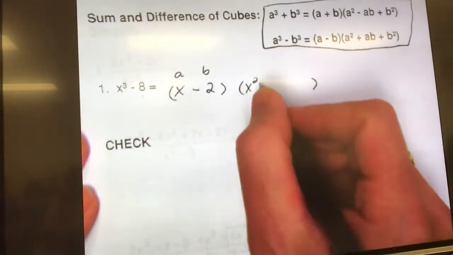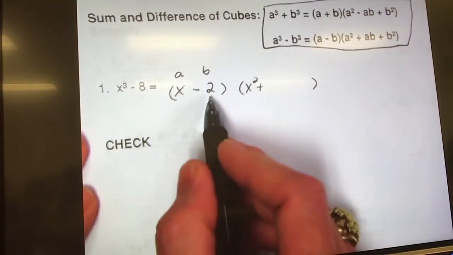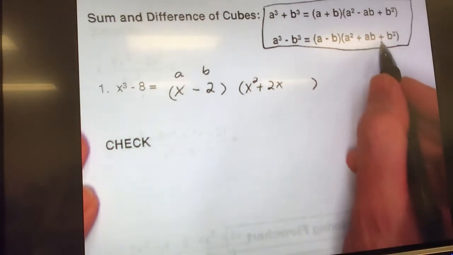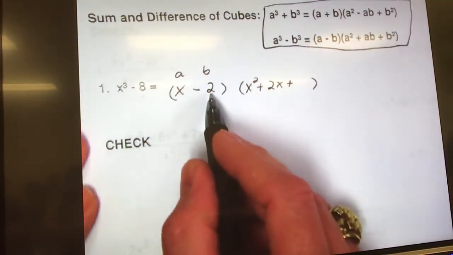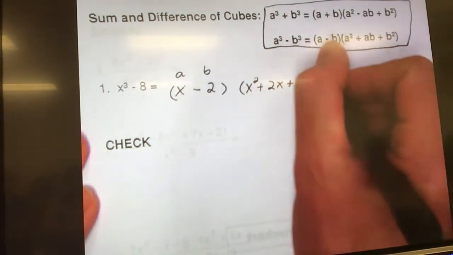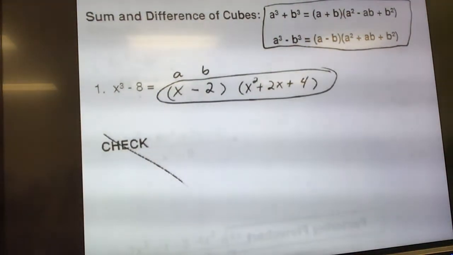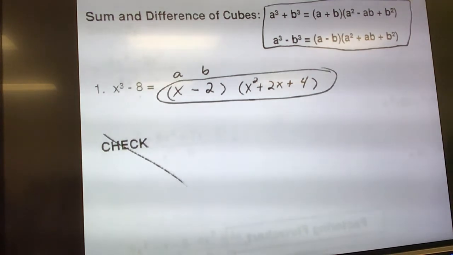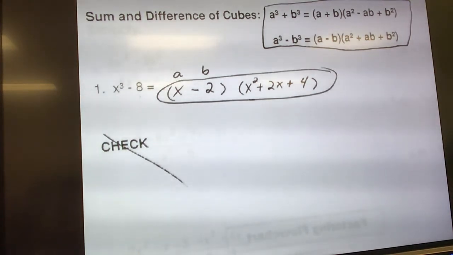The formula: plus A times B. So x times 2 is 2x. Following my formula, plus B squared. So this one squared. What is that squared? 4. That's it. Done. Don't worry about check. Check basically just means multiply it back through and see if you get your original answer. We don't need to do that. We trust ourselves. We win.